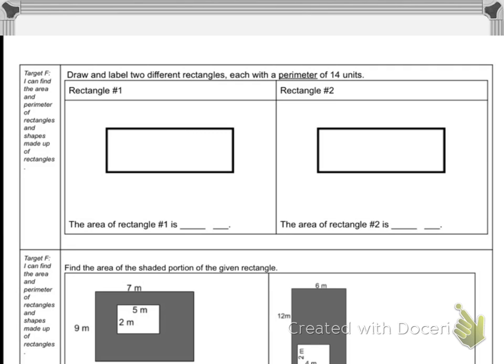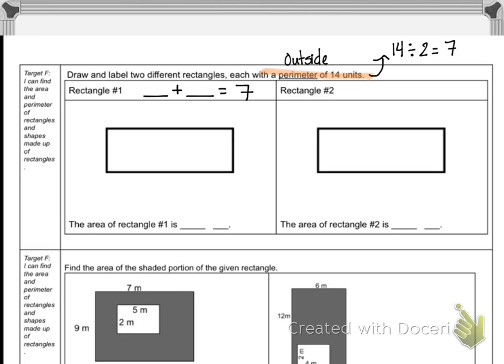For the next skill, draw and label 2 different rectangles, each with a perimeter of 14 units. Perimeter means the outside all the way around has to add up to 14. We really only are using 2 numbers though. So what we're really thinking about is what is half of that. 14 divided by 2. That gives us 7. Remember, your thinking is you are thinking about what plus what will get you to 7.